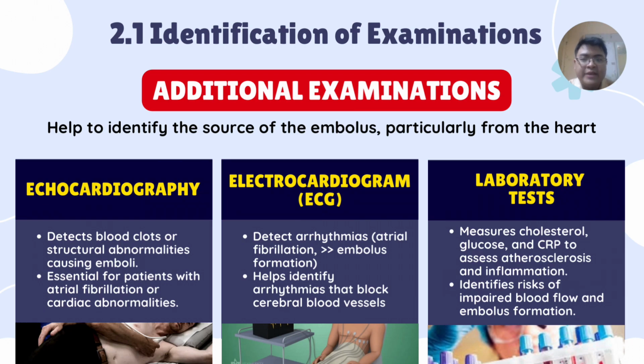This is very essential for patients with atrial fibrillation or cardiac abnormalities. Next one is the electrocardiogram or ECG, which helps in detecting arrhythmias, which can trigger the formation of emboli that eventually block cerebral blood vessels. Then the lab test, which measures cholesterol, glucose, and CRP to assess atherosclerosis and inflammation. This identifies the risk of impaired blood flow and embolus formation.